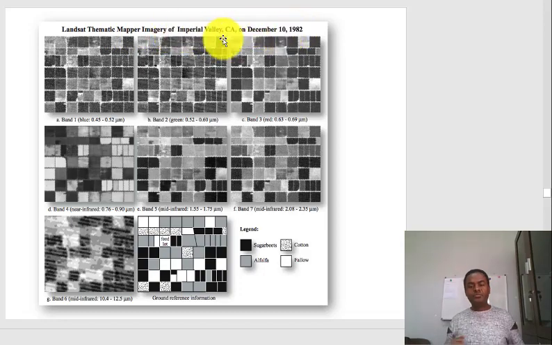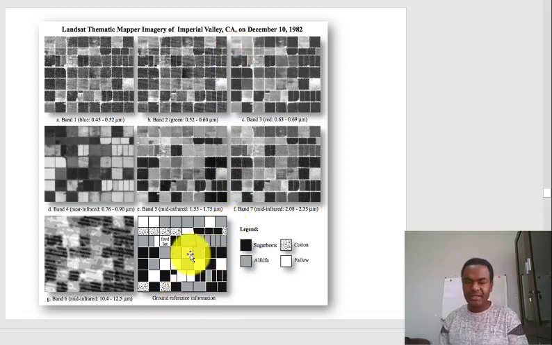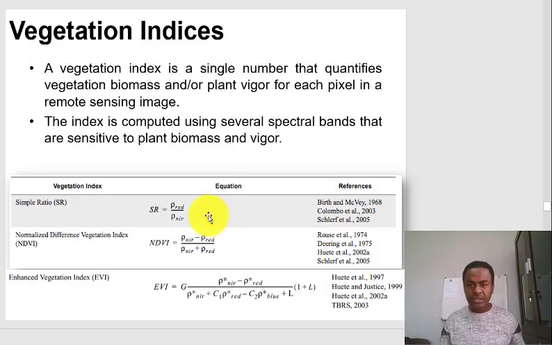Okay. Now, in remote sensing of vegetation, another important aspect is vegetation index, or in plural form, vegetation indices. Vegetation index is a single number that quantifies vegetation biomass for each pixel in a remotely sensed image. So, if you want to use remote sensing of vegetation, you have to be able to estimate vegetation index. There are different vegetation indices: simple ratio index, normalized difference vegetation index, and DVI. Here rho is the symbol for reflectance: near infrared reflectance minus red reflectance over near infrared reflectance plus red reflectance. This is called NDVI. This is the most commonly used vegetation index in remote sensing of vegetation.